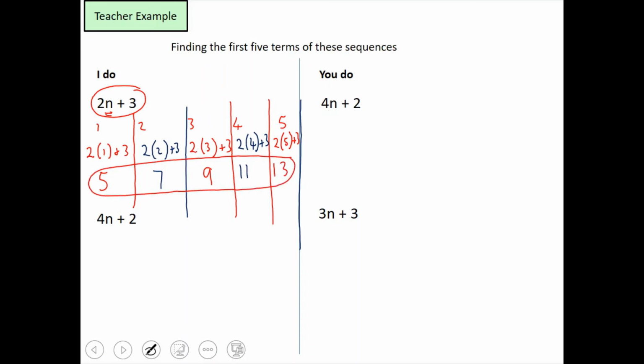What I want you to do is exactly the same with this question up here: 4n plus 2. Generate the first 5 terms, and pause the video now please.